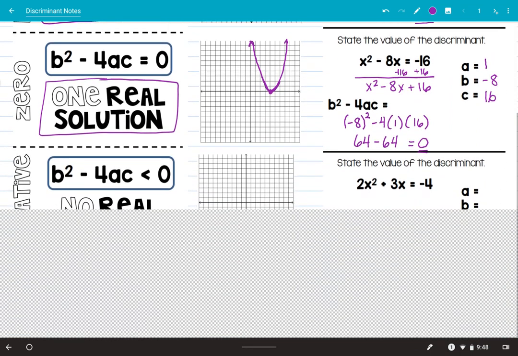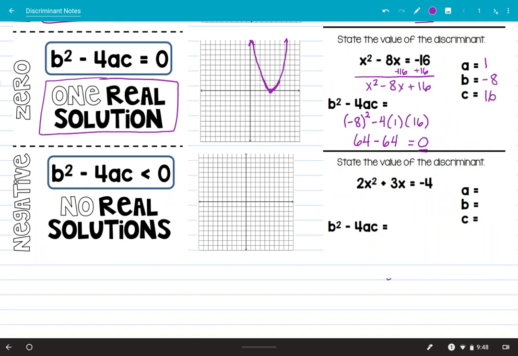Okay, the last one. What does it look like when our b squared minus 4ac is less than 0? We want our equation to equal 0, so we're going to move the 4 to the other side. Put it in, and then find our a, b, and c. This is really going to help us next week when we do the big quadratic formula, because if you can find a, b, and c and put it into this formula, the rest is much, much easier.